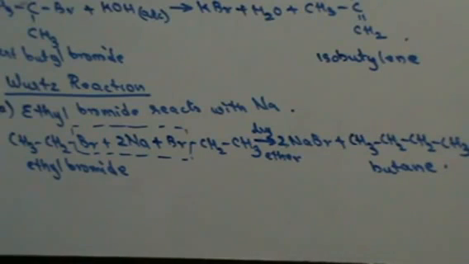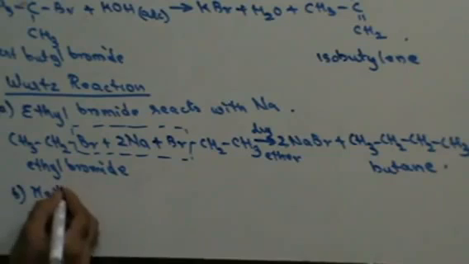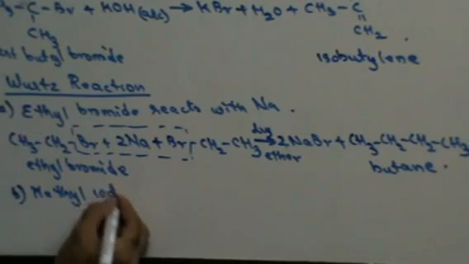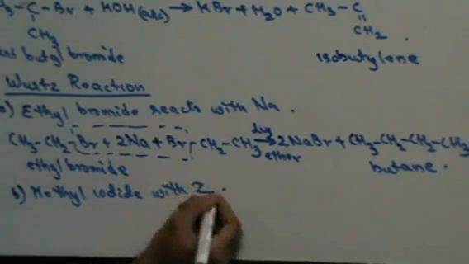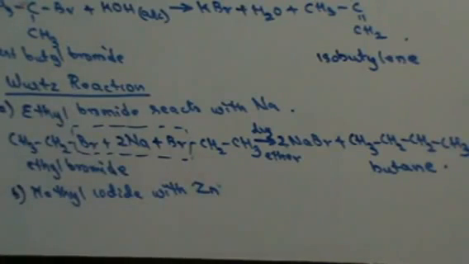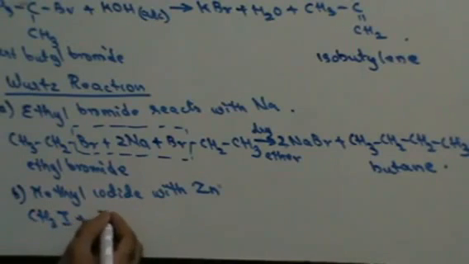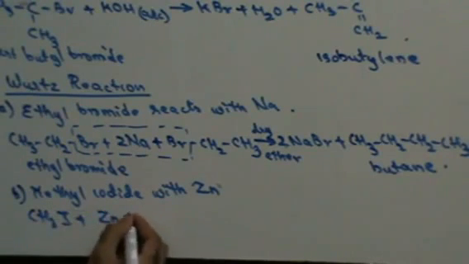See, I'll show you another example of the Wurtz reaction. What happens when methyl iodide reacts with zinc? Methyl iodide, CH3I, reacts with zinc and ICH3.